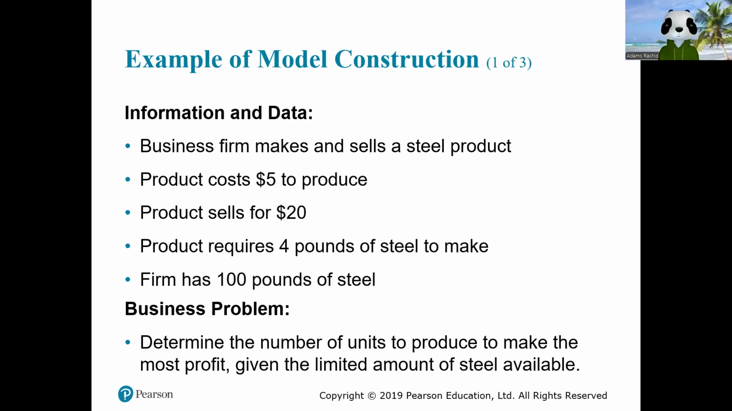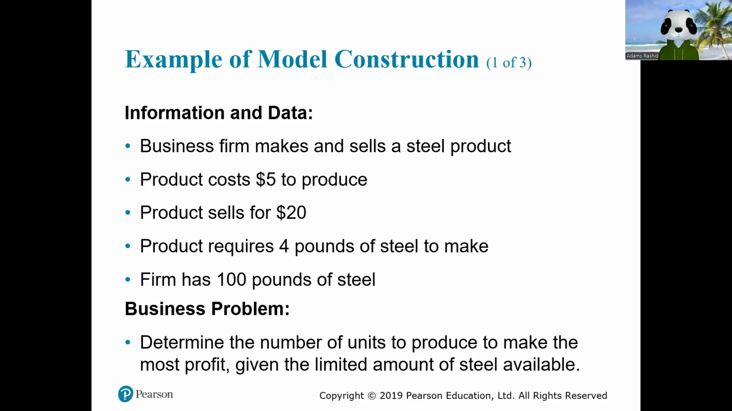Now, the number of units of steel he wants to produce is the problem. He doesn't know it. So we represent it by X. So X is simply the number of units to produce. That is the unknown. We don't know it.